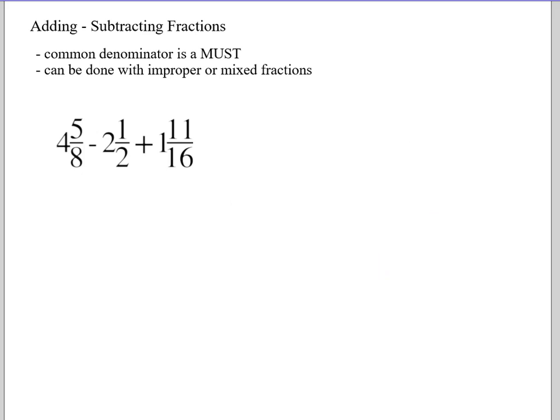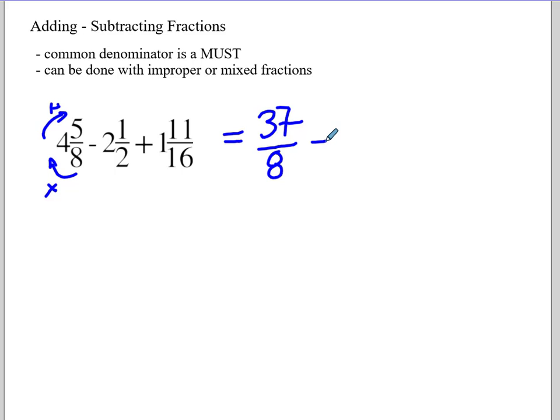Okay, so adding and subtracting fractions. Remember that common denominators are a must when you're adding and subtracting fractions. We can do this with improper or mixed fractions. It's totally up to you. I'm going to do this problem with improper fractions because I like to work with improper fractions. So 8 times 4 is 32, plus 5 more is 37 eighths.